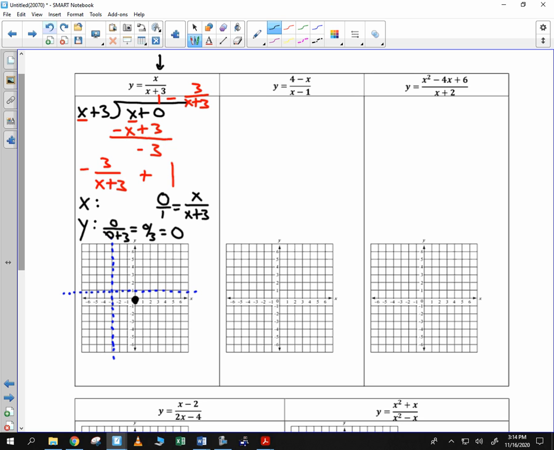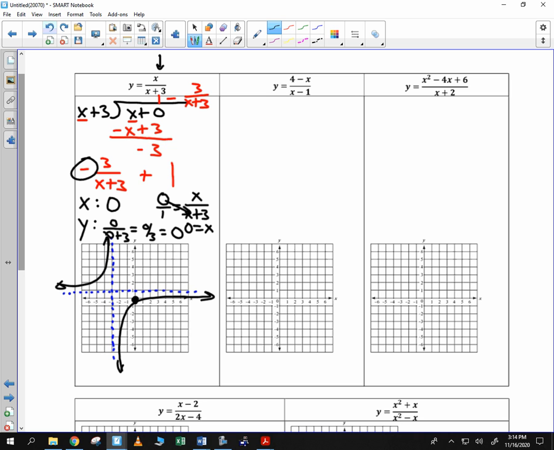Watch what happens when you cross multiply. 0 times x plus 3 is 0, and x times 1 is x. You get 0 as x. So you can tell that this is going to cross down here, and this is going to cross up there, which matches with our flip that we were talking about.